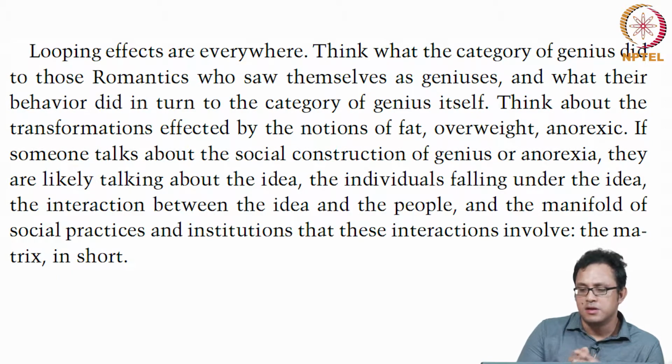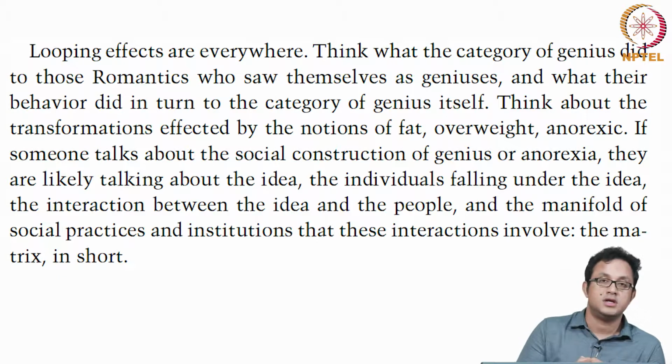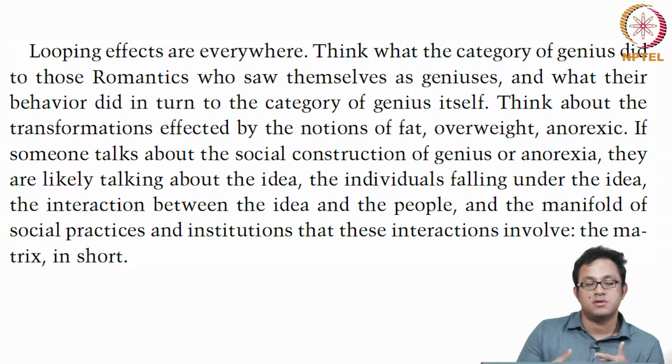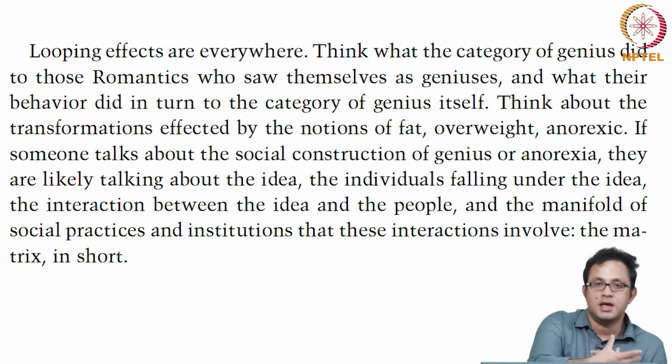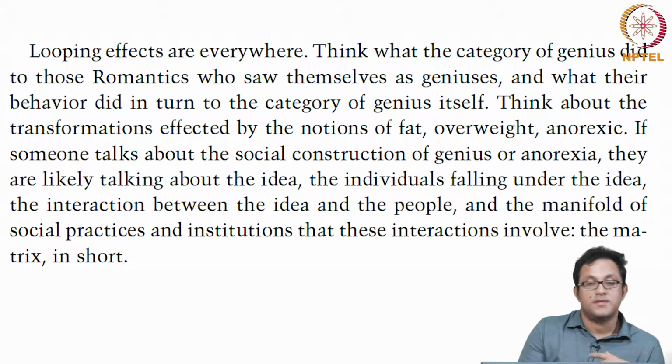So think what the category of genius did to those romantics who saw themselves as geniuses, and what their behavior did in turn to the category of genius itself. It is mentioning the romantic poets, the romantic painters, the romantic writers in Britain and British literature at that point of time. So the social classification of genius: what that did to the romantics who considered themselves as geniuses, so they interacted with the classification of genius, and what that behavior did in turn to the category of genius itself. So the interaction produced a new category of genius. It's a loop. First of all, the human subject interacts with the classification outside, and that interaction alters the classification subsequently. So it's a very interesting interactional activity that Hacking is highlighting.